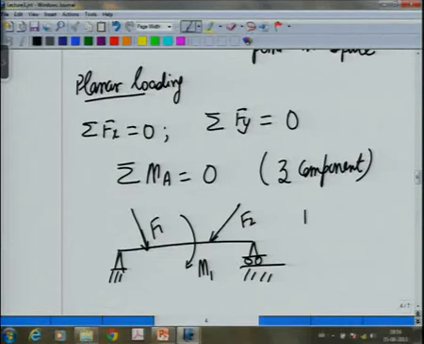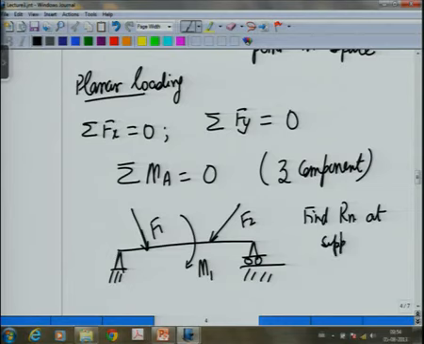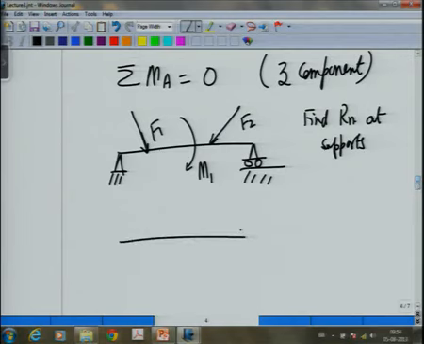So, find reactions at supports. You draw, let me call this A, let me call this B. Now at point A, I will have Ax and Ay. I have shown Ax in the minus x direction, it does not matter. Unknown forces and reactions can be shown along any direction. If your assumed direction is wrong, you will get a minus sign. So, unknown forces I show as Ax and Ay.